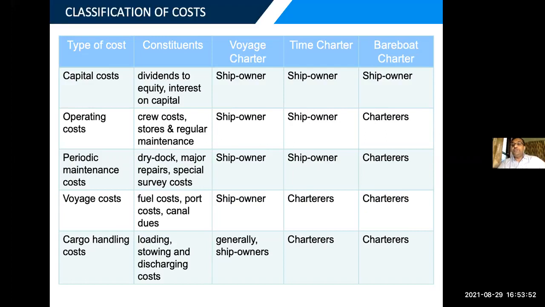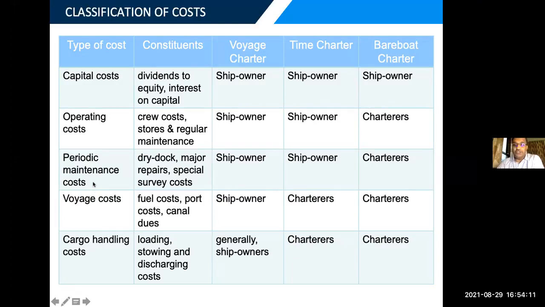Whoever is handling the ship technically will incur this cost. So under voyage charter, it is borne by the ship owner. Under time charter, it is borne by the ship owner. But under bareboat charter, technical management and manning management is by the charterer. So this is borne by the charterer.